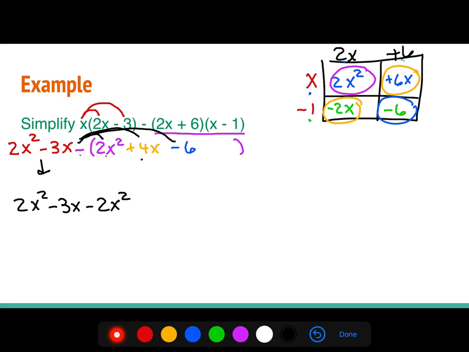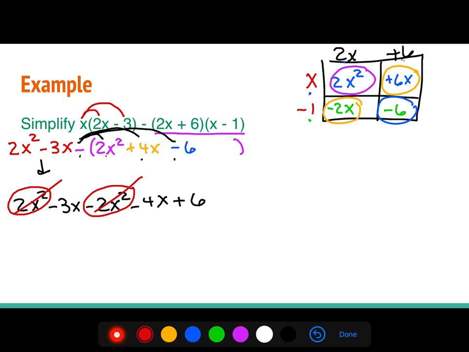So I'm going to bring down my 2x squared and my minus 3x. And now I'm going to distribute. Negative times 2x squared is negative 2x squared. Negative times positive 4 is negative 4x. Negative times negative is positive 6.